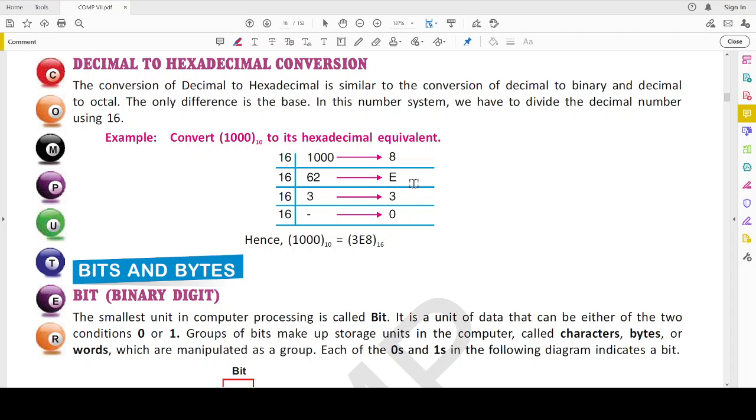Now this E has got a significance. E means it is 14. The remainder must have been 14, so that's why they have written it E. As you are using the hexadecimal number, 14 is written as E. You cannot write 14 over here; you have to write it E. So 8E3, write it in the reverse way, 3E8 is the corresponding hexadecimal number. Okay.